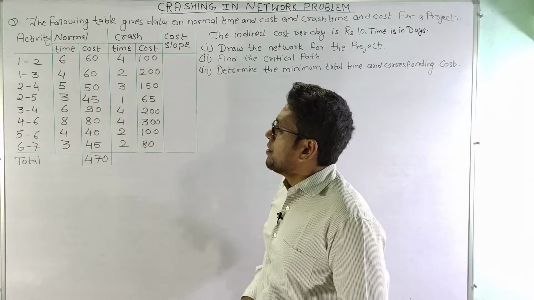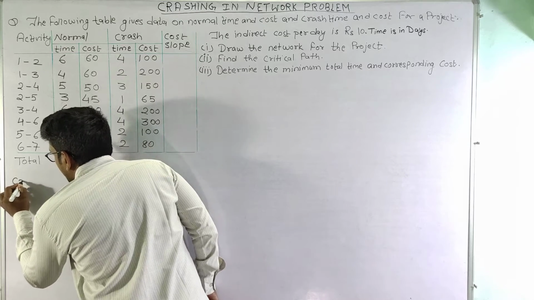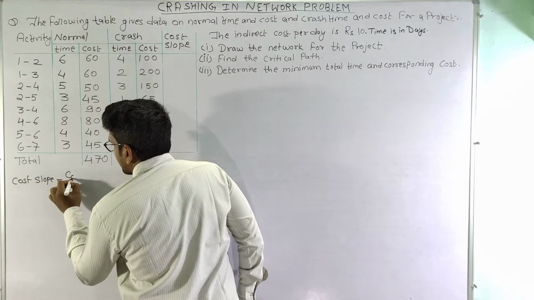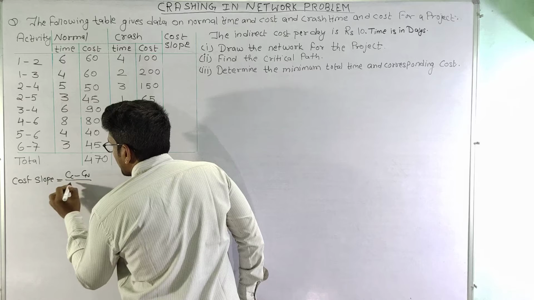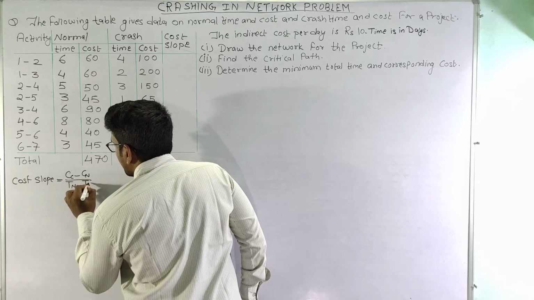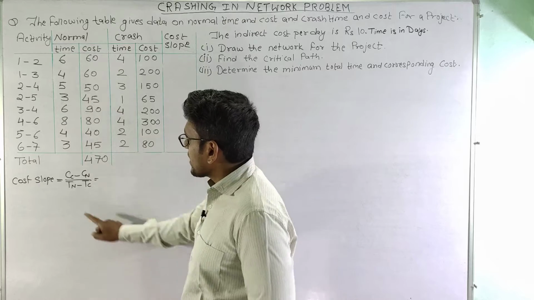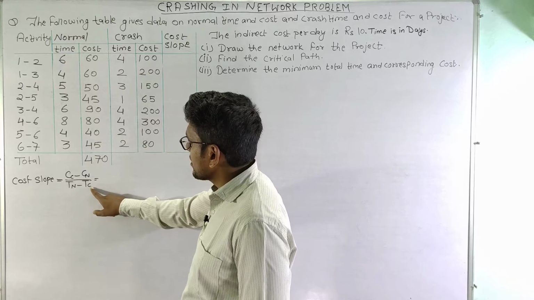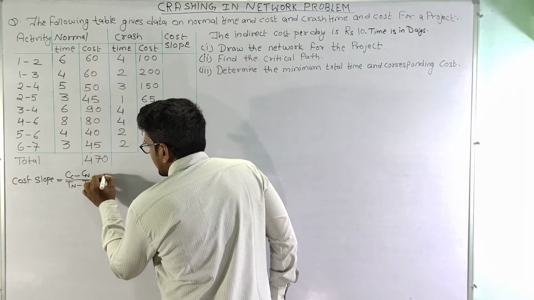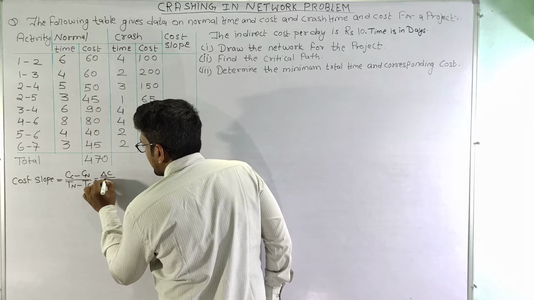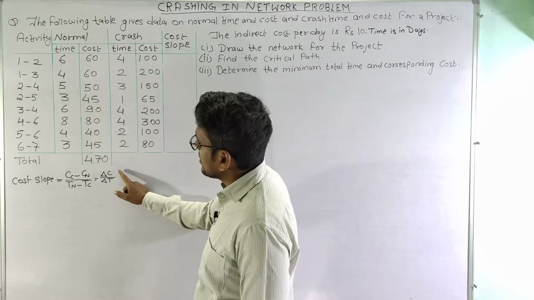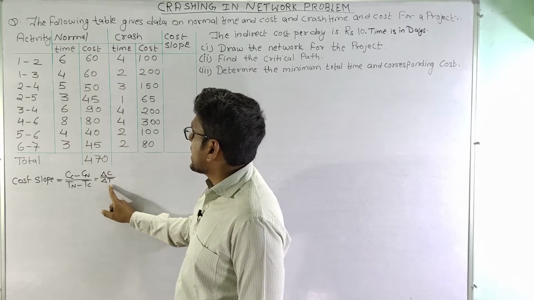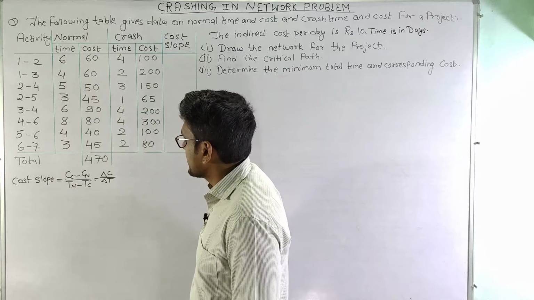And we have seen that to crash an activity we need to calculate one more value, which is the cost slope. Cost slope can be given as (Cc minus Cn) divided by (Tn minus Tc). That is, crash cost minus normal cost divided by normal time minus crash time, or we can simply write it as delta C by delta T. That means the difference in cost, that is the difference between crash cost and normal cost, divided by the difference in time, that is normal time and crash time.